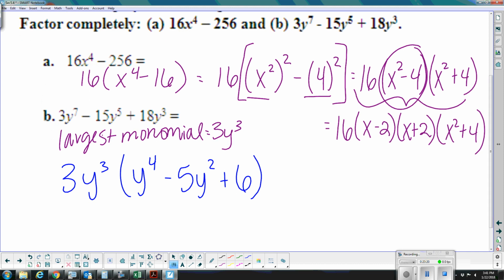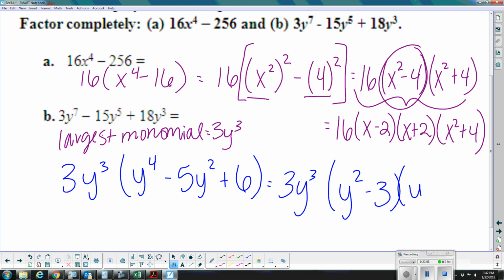Right, now we want to look at factoring. The first one is fine, but let's look at factoring the second part of our polynomial, which is y to the fourth minus 5y squared plus 6. So if we rewrite this in a simpler form, we've got 3y cubed. That part is fine. But then we've got y squared minus 3, y squared minus 2. Oops, should be 2.